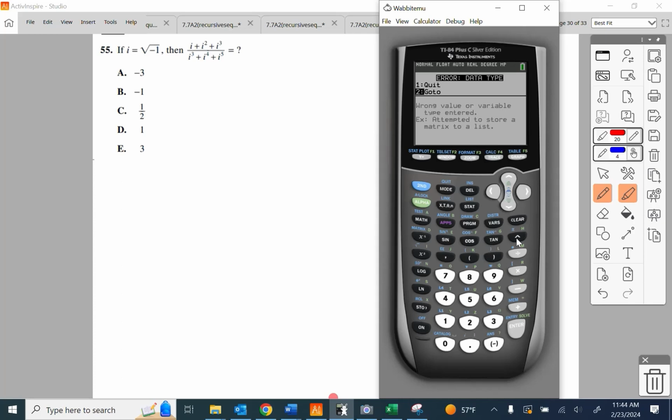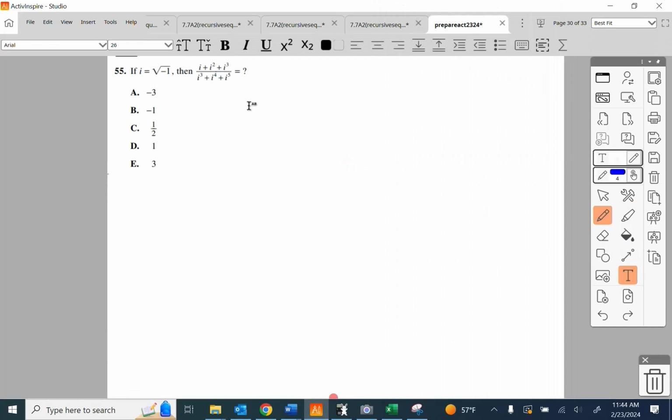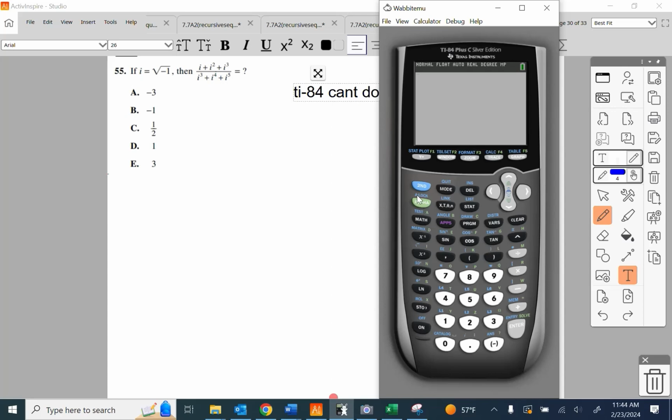It said data type. I was a little curious about that. I didn't think it could. So, anyways, turns out TI-84 can't do it. Thought it might, because it can do some things. Like the TI-84 can actually tell you, and I guess you could cheat with the TI-84. Like if you do second i to the 2nd, it'll tell you it's -1. And if you do i to the 3rd, it should say -i.